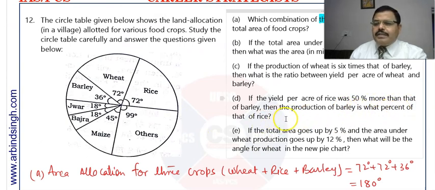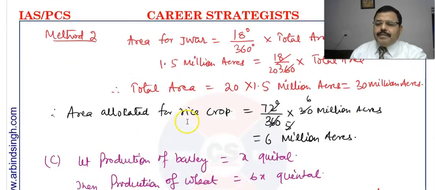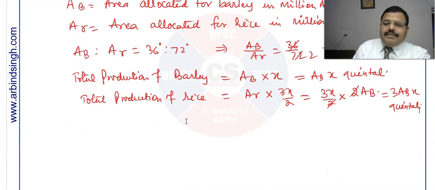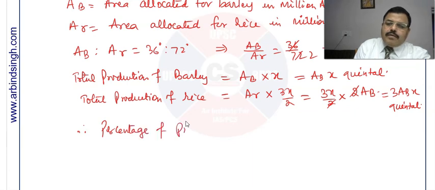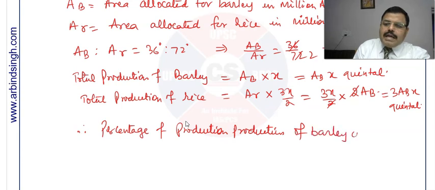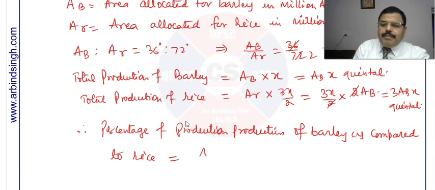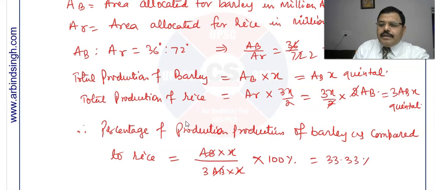Now the question asks: production of barley is what percent of the production of rice. It means we have to compare the production of barley as compared to rice, and therefore the percentage is given by total production of barley, AB into x, over total production of rice, 3AB into x, multiplied by 100%, and that is 33.33%. That will be the answer.